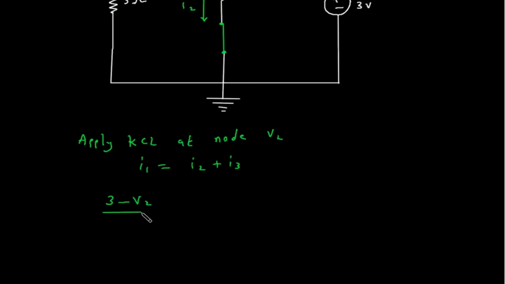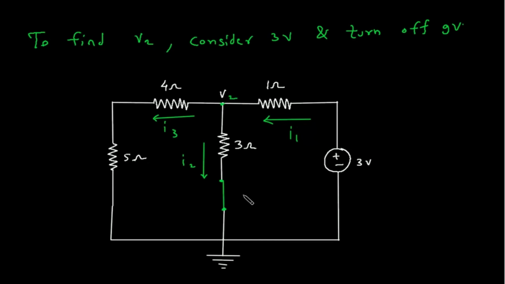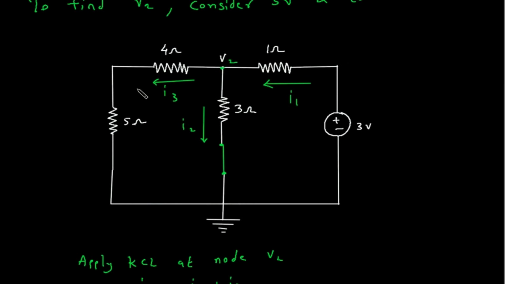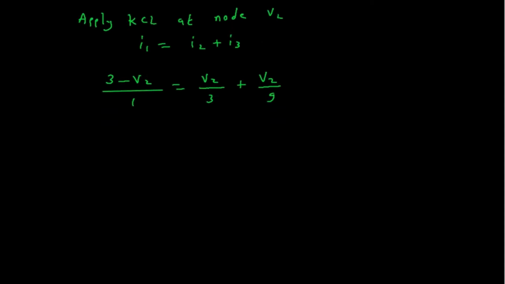3 minus V2 by 1 is equal to I2. I2 is equal to V2 minus 0 by 3 plus I3. I3 is equal to V2 minus 0 by 4 plus 5, which is equal to 9. So I3 is equal to V2 by 9. Now this is equal to 3 by 1 minus V2 by 1, minus V2 by 3, minus V2 by 9 is equal to 0.